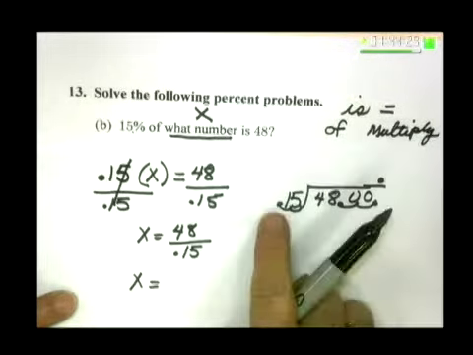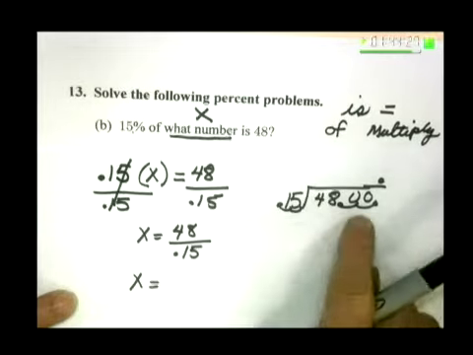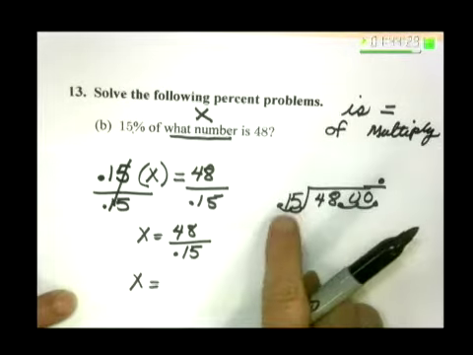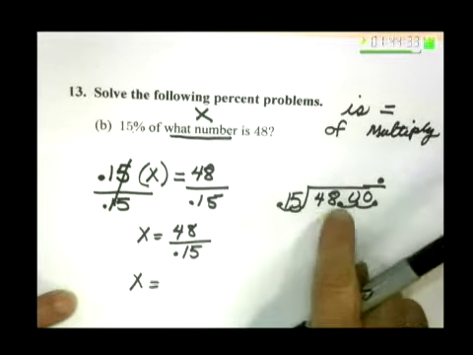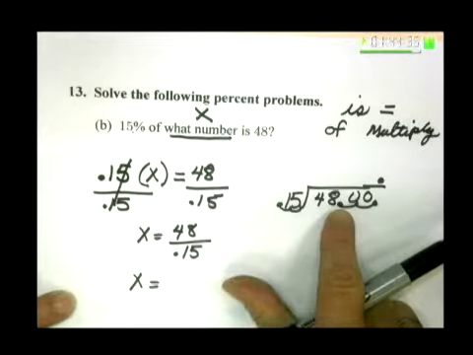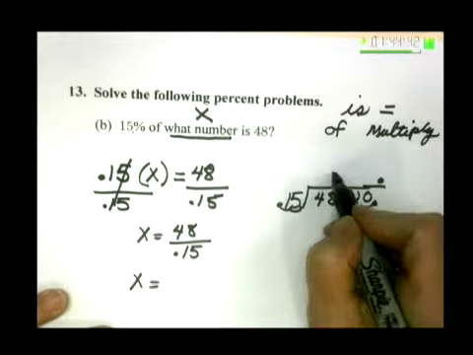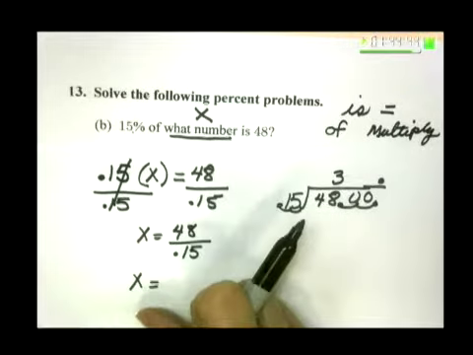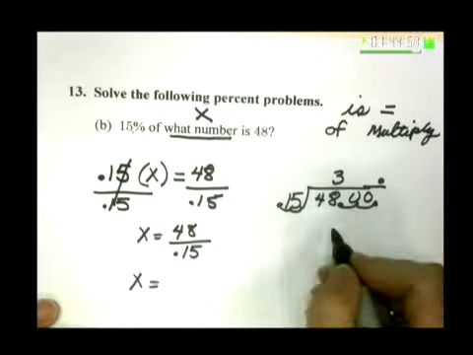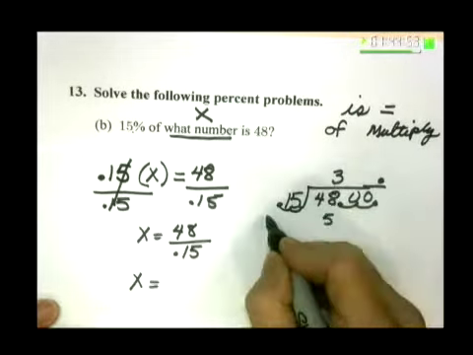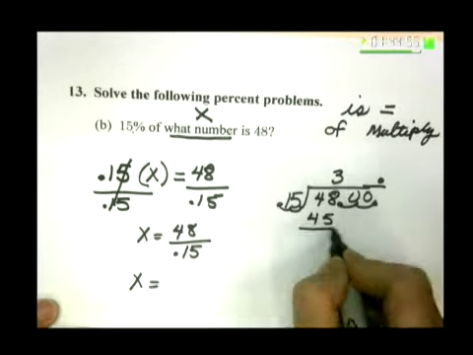And now I say 15 divides into 4,800. Well, the first number that 15 can divide into is 48. I can count by 15s: 15, 30, 45, 60. So it goes 3 times. 3 times 15: 3 times 5 is 15, 3 times 1 is 3 plus 1. I knew it was 45.